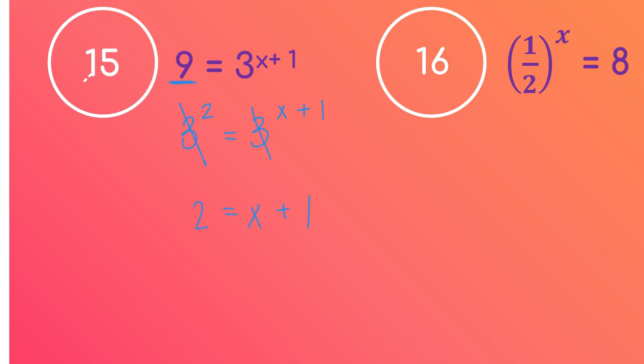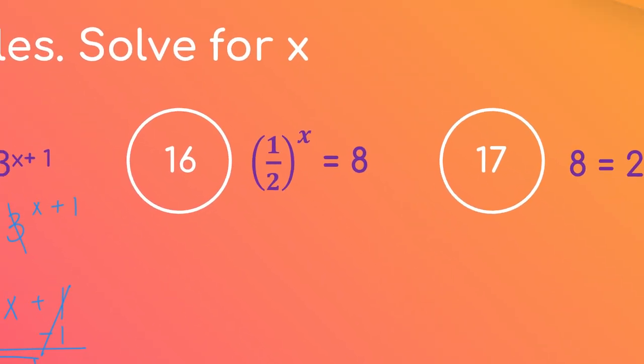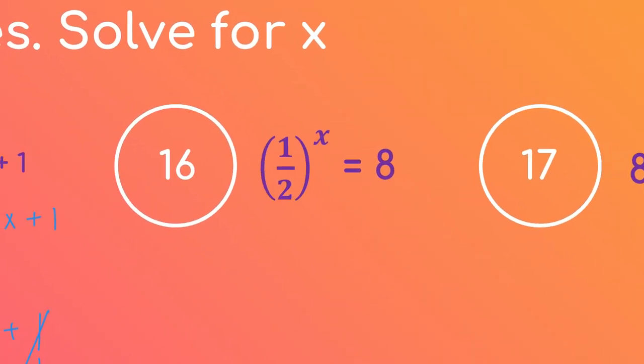Keep in mind, I'm just solving all the exponents. So I'm going to go ahead and subtract 1 from both sides. I'm going to end up with 1 equaling x, and that would be my answer. All right, looking at the next one, I have to try and get the same base. However, I have a fraction here. I want to try and get rid of that fraction.